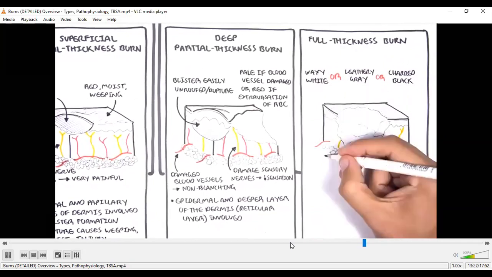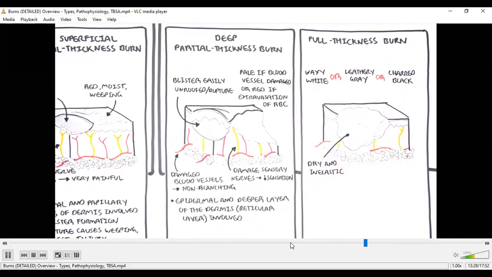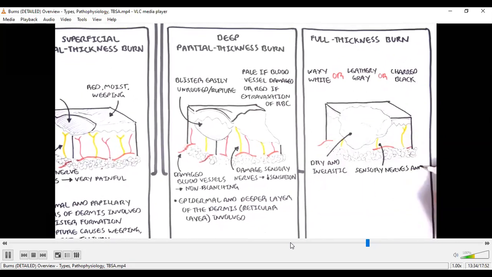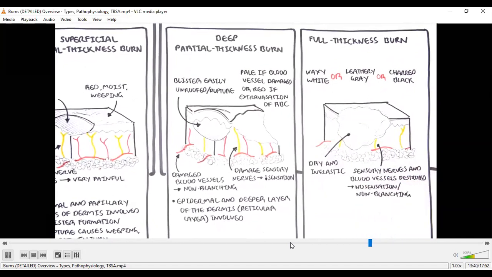The burnt area is not wet because no blisters are forming. It is usually dry and inelastic. The sensory nerves and the blood vessels are definitely destroyed, and so you have no sensation and no blanching. In full thickness burns, you have destruction of all skin layers, including the hypodermis.